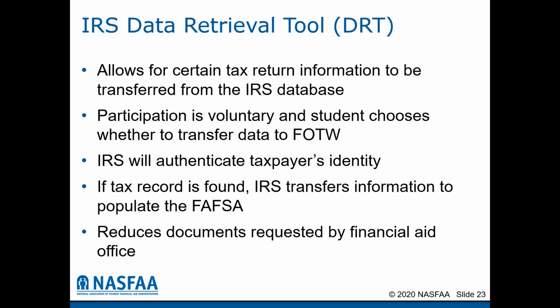Information about the IRS data retrieval tool. Use it if you can. It allows for certain tax return information to be transferred from the IRS database. Participation is voluntary, and the student chooses whether to transfer data to FAFSA on the web. The IRS will authenticate the taxpayer's identity before sending anything. And if a tax record is found, the IRS transfers that information to populate those sections of the FAFSA. This greatly reduces the documents requested by the financial aid office, which allows you to receive financial aid with fewer steps, which we all like.